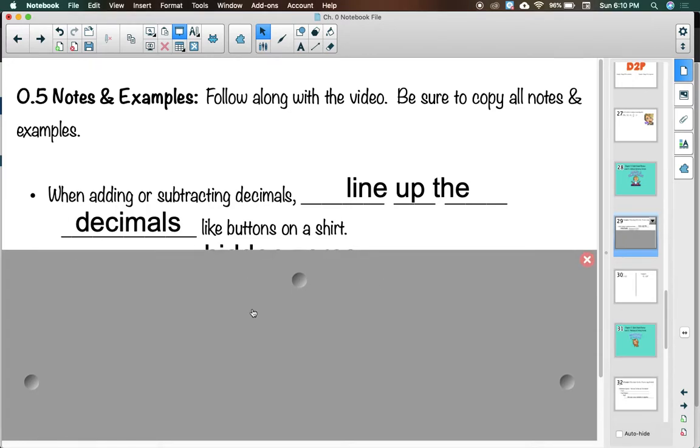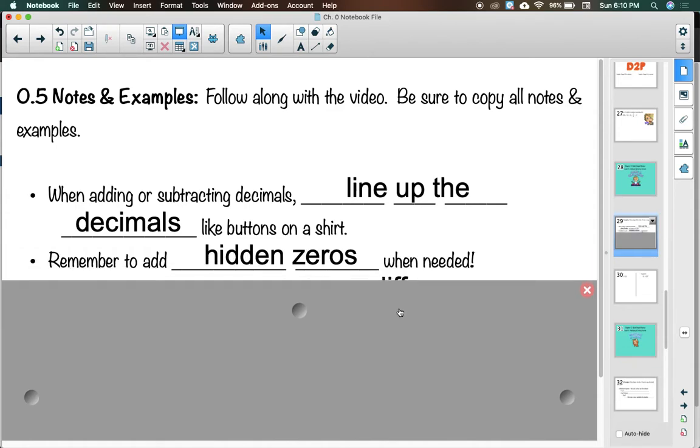So first, when adding and subtracting decimals, line up the decimals like buttons on a shirt. Find where your decimals are, line up your problem vertically, and those decimals should be in a row. Next, add the hidden zeros if you need them. If you have a thousandths place and a hundredths place that you're adding together, it may be helpful to use your hidden zeros. It will definitely be necessary to use hidden zeros when doing subtraction.